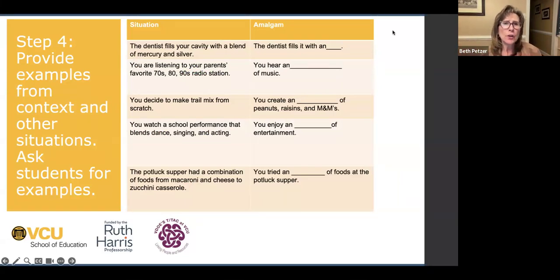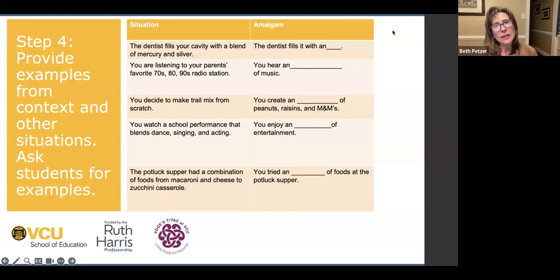The dentist fills your cavity with the blend of mercury and silver. The dentist fills it with everybody together, amalgam. And you are listening to your parents' favorite 70s, 80s, and 90s radio station. You hear an amalgam of music. You decide to make trail mix from scratch. You create an amalgam of peanuts, raisins, and M&Ms. You watch a school performance that blends dance, singing, and acting. You enjoy an amalgam of entertainment. The potluck supper had a combination of foods from macaroni and cheese to zucchini casserole. You tried an amalgam of food at the potluck supper.